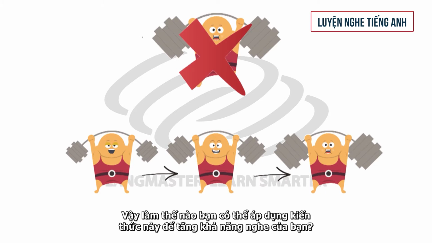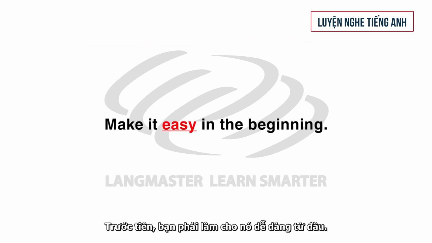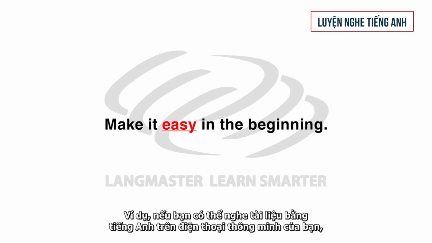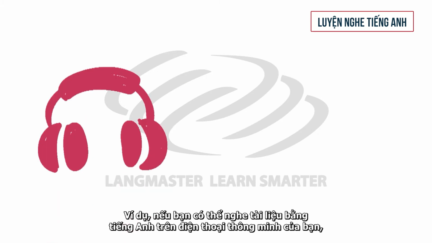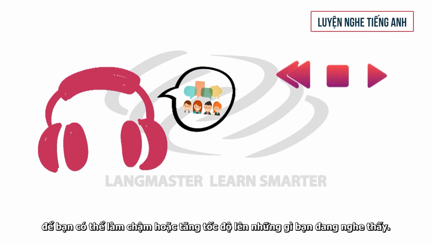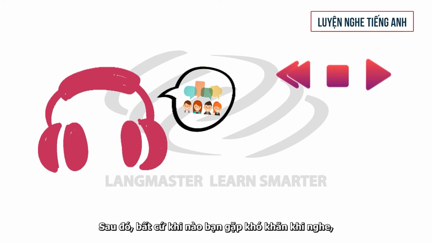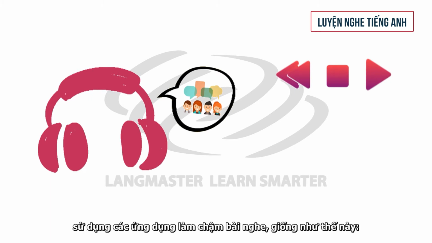So, how can you apply this knowledge to improve your listening? I will tell you. Firstly, you have to make it easy in the beginning. For example, if you listen to podcasts in English on your smartphone, find an app that lets you change playback speed so that you can slow down or speed up what you're actually listening to. If you listen on your computer, there are programs that can do that as well. Then, whenever you have trouble understanding, use the app to slow down the audio like this.